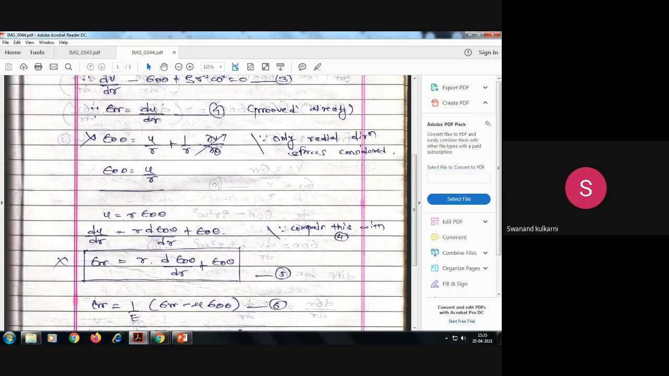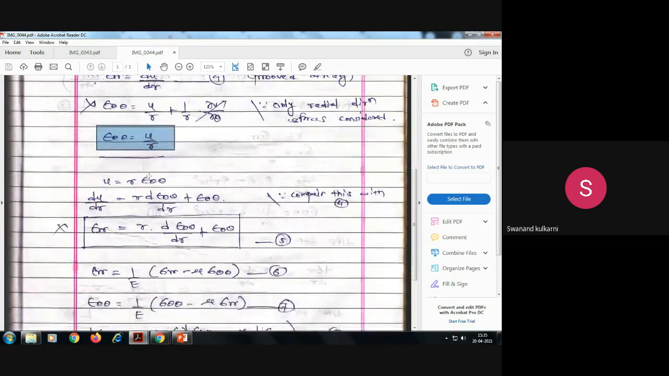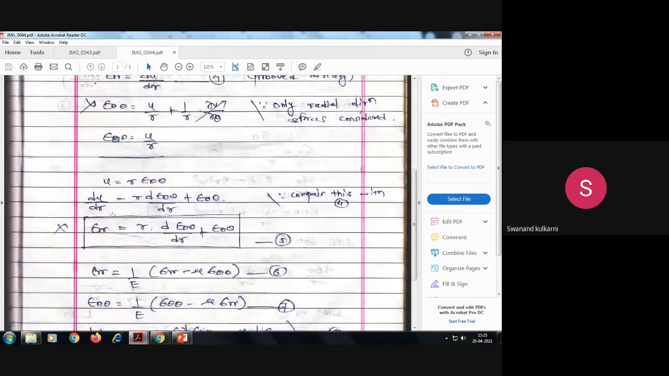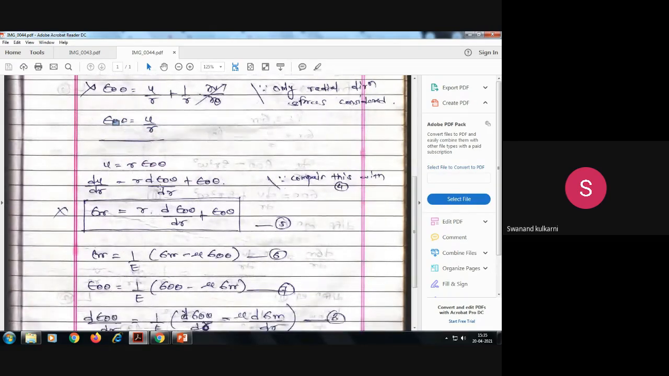So it is going to reduce, that's why this is neglected, this is a small part, and epsilon theta theta is considered to be u upon r here. Is it okay? So with this, u is equal to r into epsilon theta theta. So here you can see this multiplication is carried out, and with this multiplication we got u is equal to r into epsilon theta theta. Now here it is differentiated with respect to r.